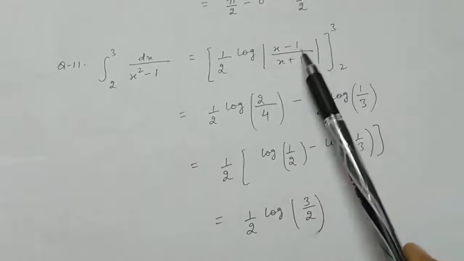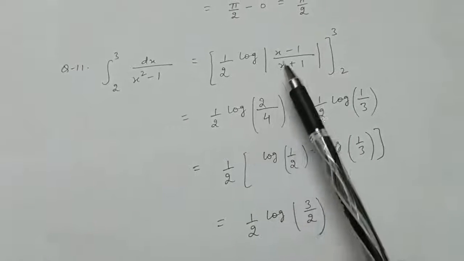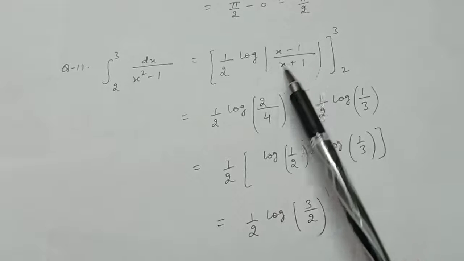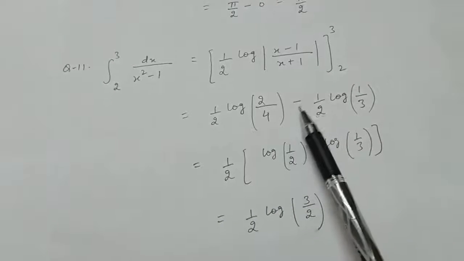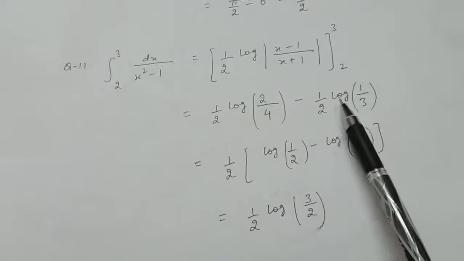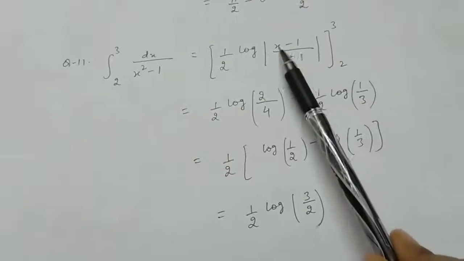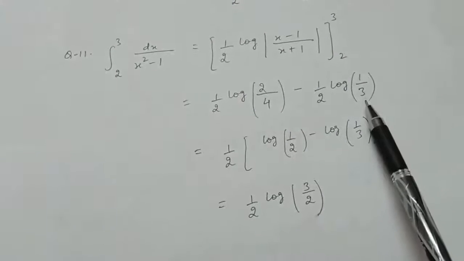Now put the limit 3 first in this function. So you will get 1 by 2 log, in place of x 3: 3 minus 1 is 2 and 3 plus 1 is 4, minus, now put 2 in place of x. So 1 by 2 log, 2 minus 1 is 1 and 2 plus 1 is 3. So you will get log 1 by 3.